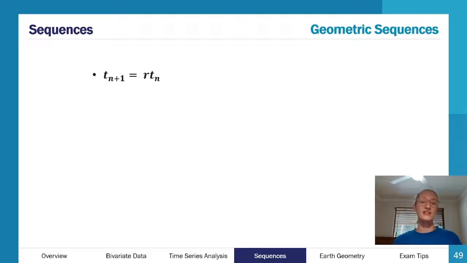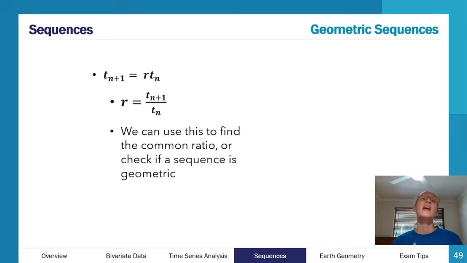But that's just a brief overview of our geometric sequences. So again, here are our formulas. We have the next term is equal to the common ratio multiplied by the current term or the previous term. And our R is equal to Tn plus 1 divided by Tn. And we can also use that to find the common ratio, or also check if the sequence is geometric.